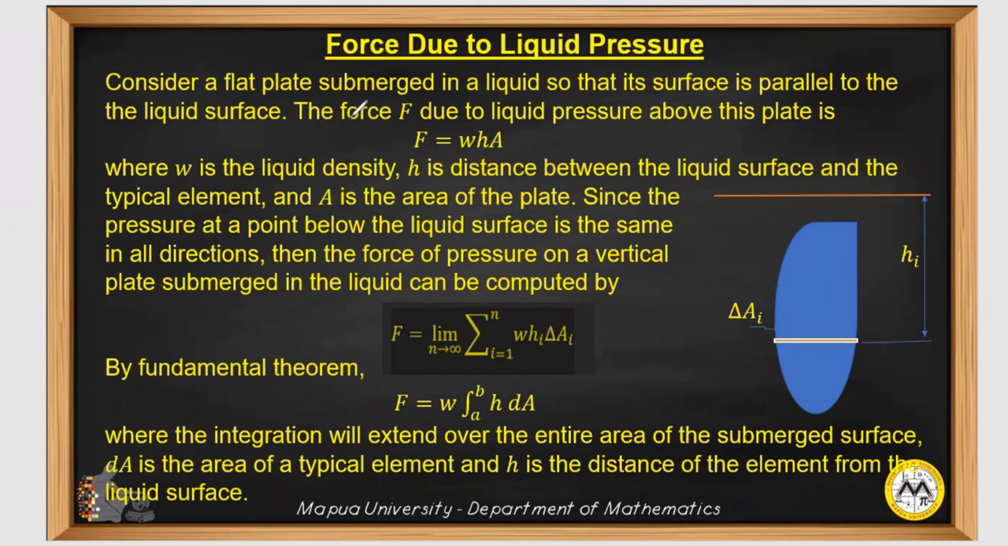Now, the force F due to liquid pressure above this plate is computed by using the formula F = WHA, where W is the liquid density, H is the distance between the liquid surface and the plate or the typical element, and A is the area of the plate.